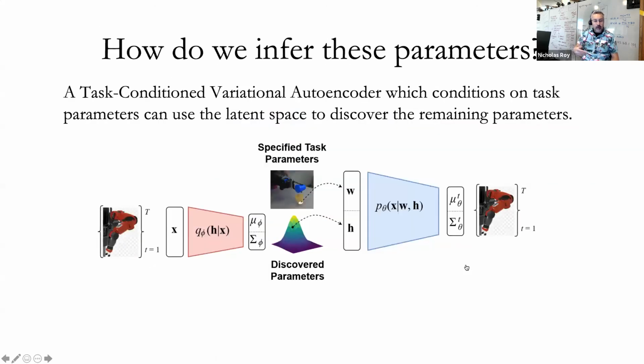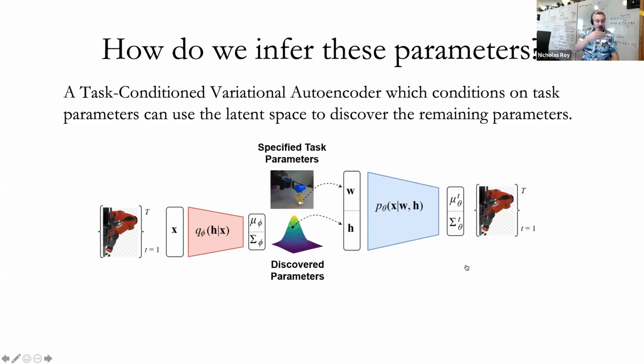This is work primarily of Mike Noseworthy along with colleagues. And what Mike noticed is that we could set up a task conditioned variational autoencoder, which is conditioned on learning the task parameters to discover a latent space that encodes the remaining parameters.